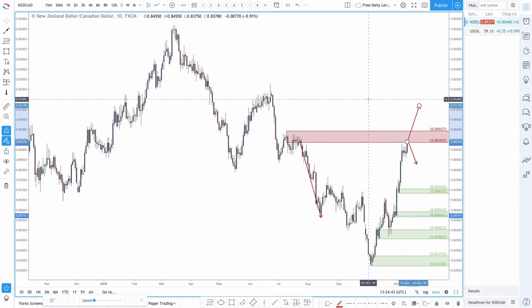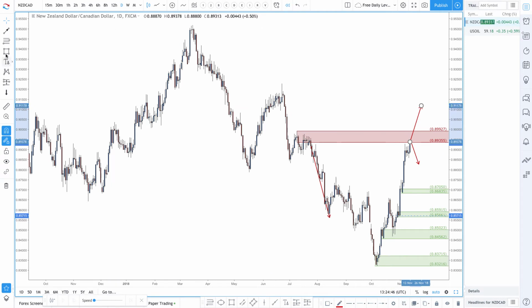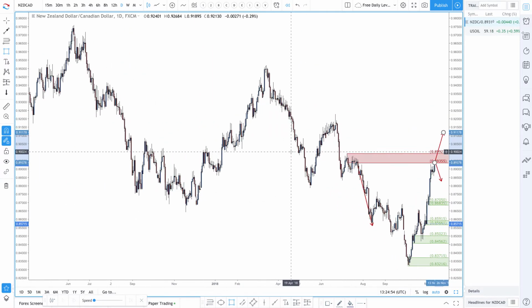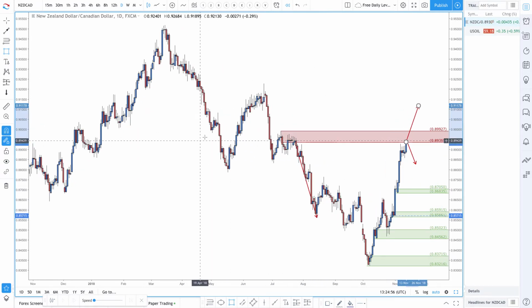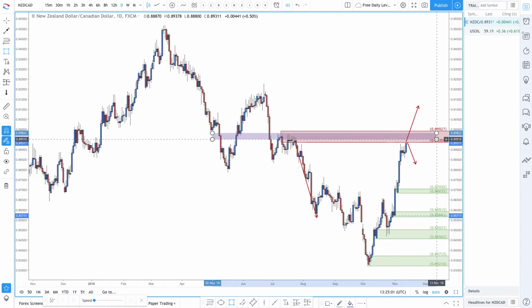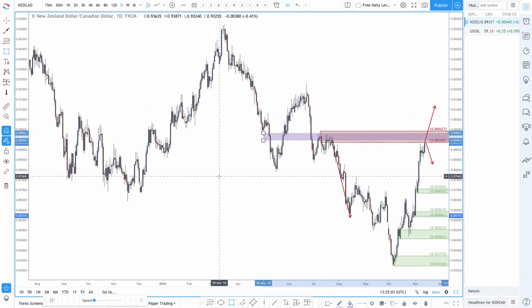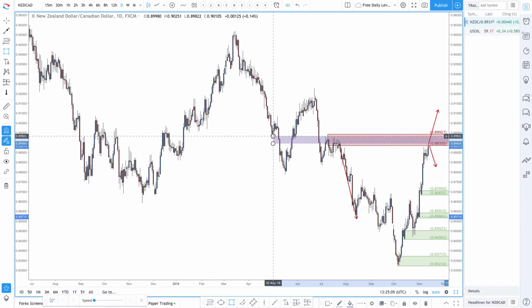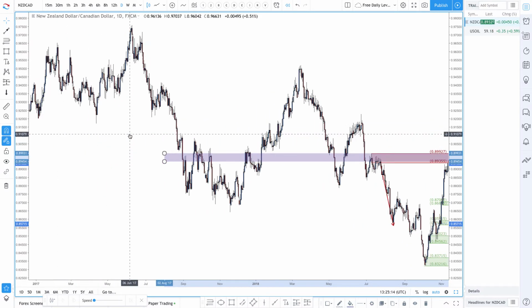So first things first, we need to see where other traders are potentially trading, and why they are going to be trading in this area. And traders generally tend to trade what? Support and resistance, right? So let's have a look at support and resistance within this area, and why traders are going to be looking at this area to enter new trades.